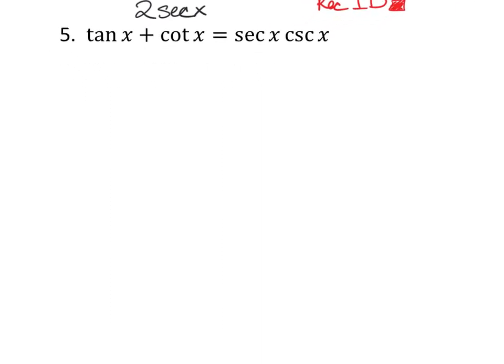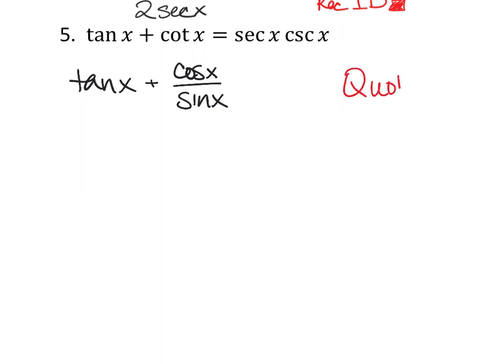Ooh, make it cotangent into cosine over sine. Okay, so we're going to make the cotangent into cosine over sine. What allows me to do that? The quotient identity. That's on the front of your formula chart if you're looking for it. The reciprocals and the quotients are on the front bottom.